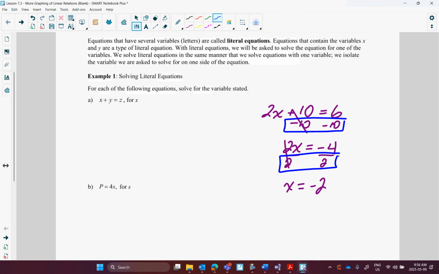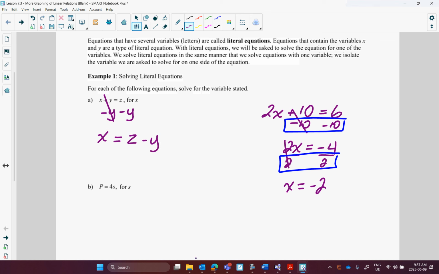So how do I get X by itself? I subtract Y from both sides. And I get, well, hang on, what is it? Is it Z minus Y? Yes. It's Z minus Y, right?